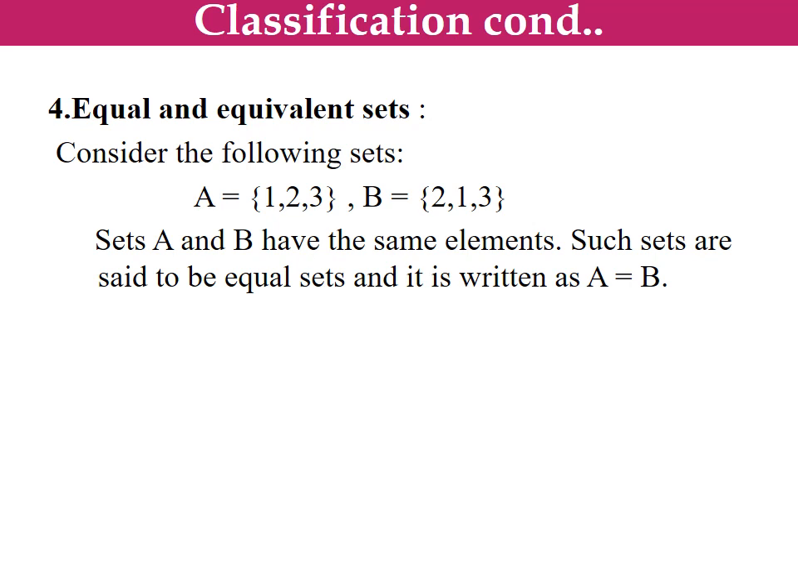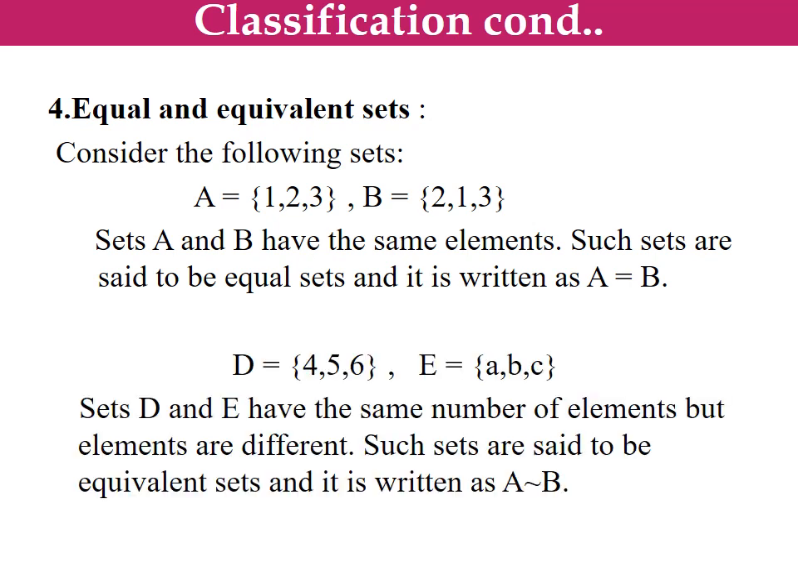People may get confused. What is an equal set? What is an equivalent set? I hope through an example I can explain what is equal and what is equivalent. Consider the following sets. A is 1, 2, 3. B is 2 and 3. Equal sets means both sets have the same elements, right? So it is written as A equal to B.